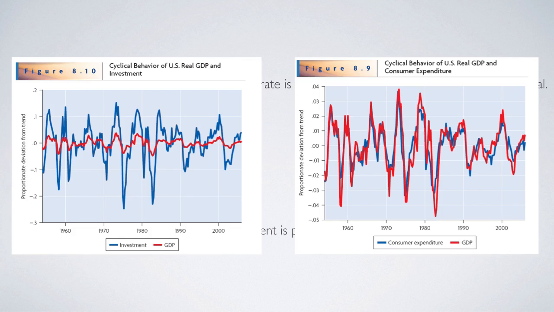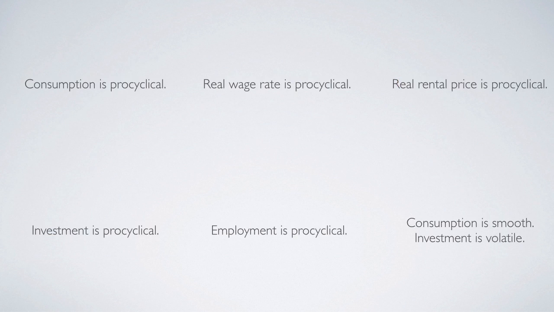Therefore, we come to our sixth stylized fact of the business cycle, which is that consumption is smooth and investment is volatile during business cycles. These are the six stylized facts that we are going to see if our model can explain well.